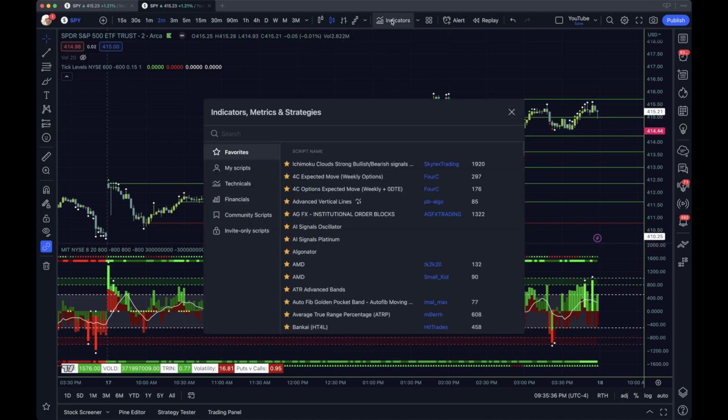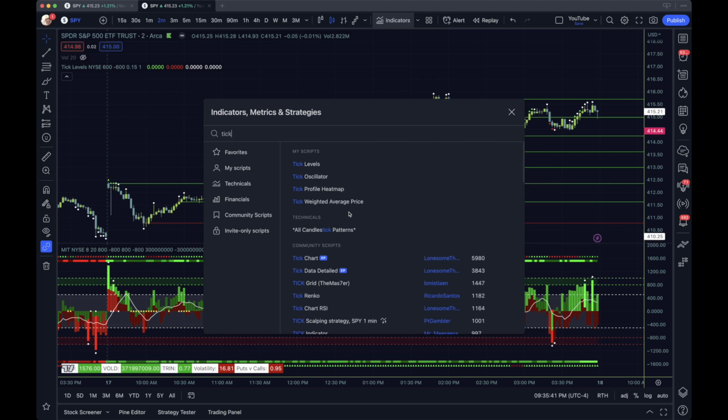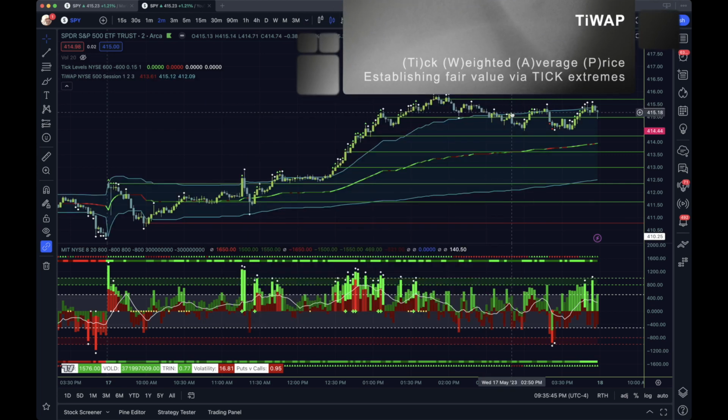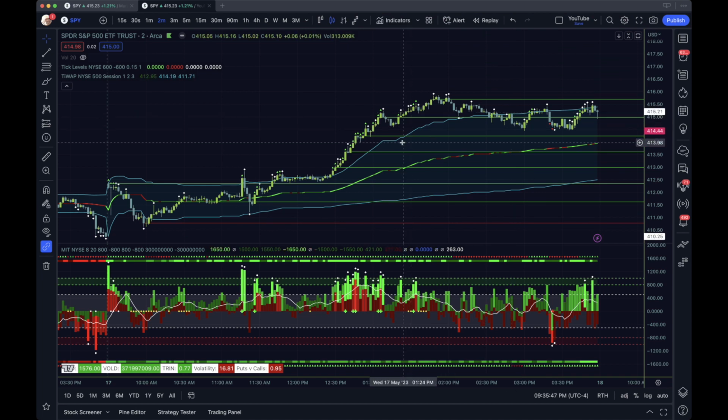One last one I have. This one I'm really excited about. Tick weighted average price. So this is a lot like the VWAP. If you're familiar with VWAP, what this does is it generates a weighted average price, and it does it based on the price of whatever you're charting, and it only includes the prices where tick extremes were met, right? So where is the entire market jerking this price around on whatever it is you're charting?